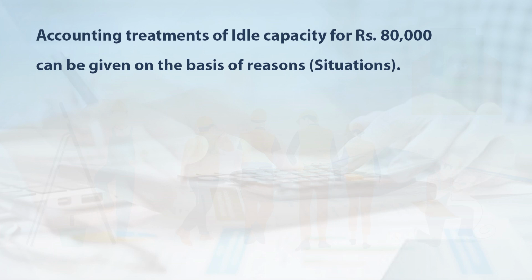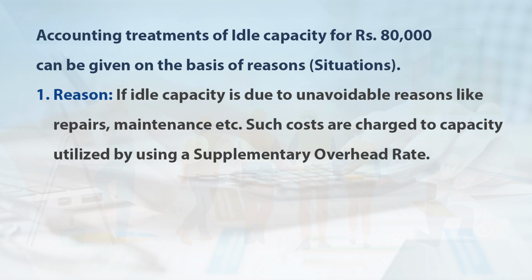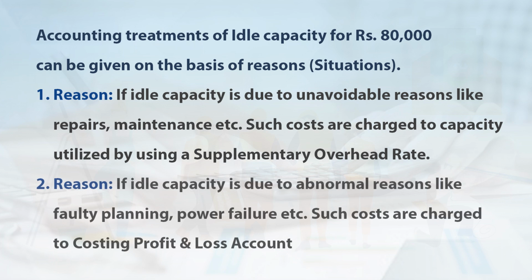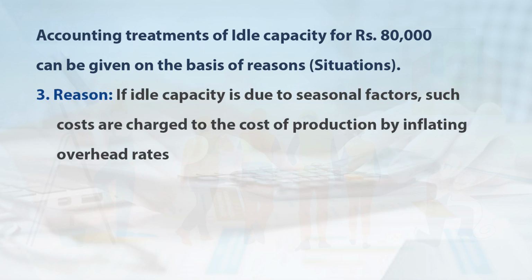Refer part number 5 to understand or to refresh the given situations. First, if the idle capacity is due to unavoidable reasons like repairs, maintenance, etc., such costs are charged to capacity utilized by using a supplementary overhead rate. Second, if the idle capacity is due to abnormal reasons like faulty planning, power failure, etc., such costs are charged to costing profit and loss account. And third, if idle capacity is due to seasonal factors, such costs are charged to cost of production by inflating overhead rates.